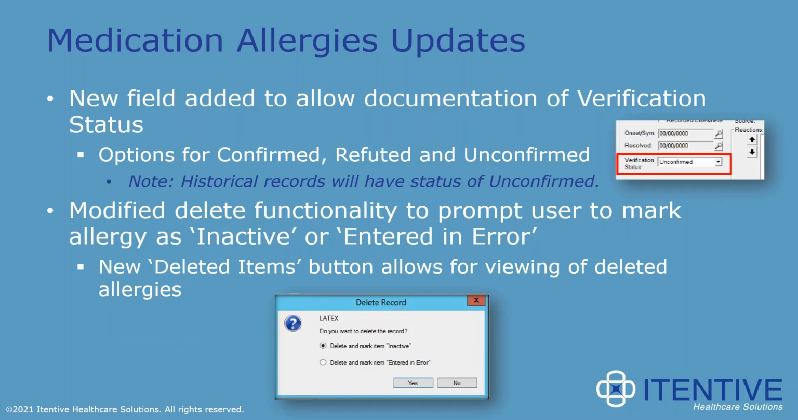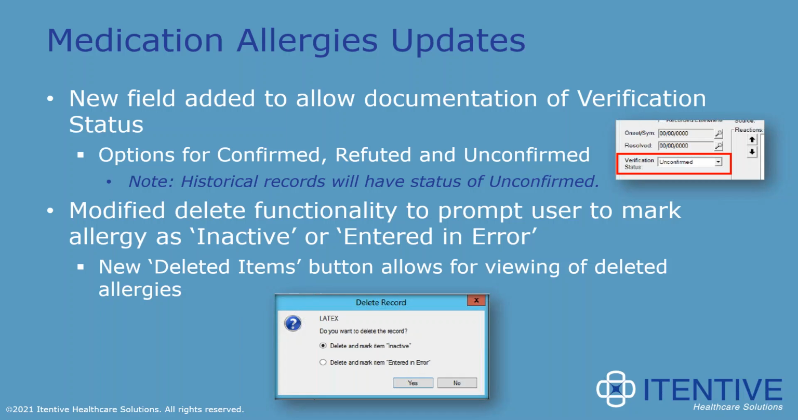In this upgrade, we also found several modifications that were made to our medication allergies module. These modifications needed to be made for some new regulatory requirements. The first is a new field that was added, and this allows documentation of a verification status. This status needs to be completed to basically say, once you were discussing a particular allergy with a patient, whether they confirmed the allergy and the reactions and everything listed is correct, if they refuted any of the information, or if it was unconfirmed.